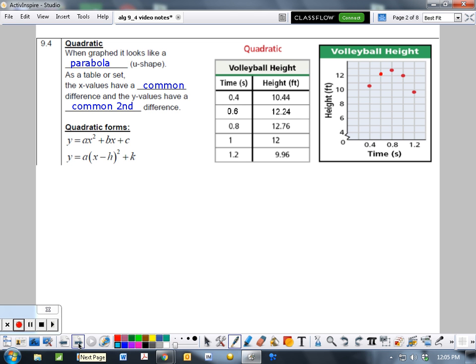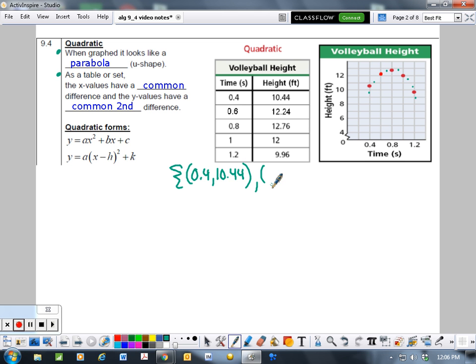Okay, so quadratics are our next one. When graphed, quadratics look like a parabola or a U shape. As we can tell here, we have kind of a U shape going on. If we look at connecting them, this one's an upside down U shape. When we write it as a set, it looks like this: here's my point (0.4, 10.44), that's a set, like writing ordered pairs. I like tables better because they organize information better, but you'll see them in both methods.